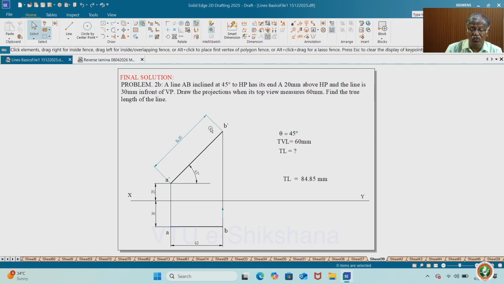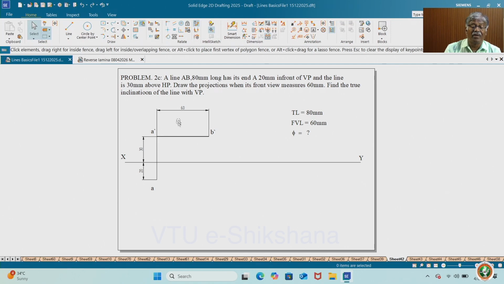So this is how you get the information regarding whether the angle is not given, or the true length you have to find out, or the top view length is given. If these two are given, definitely you can find out this. Otherwise, if the true length and the top view length are given, you can find out the rest. Some more further, we have the reverse problems of the same type.